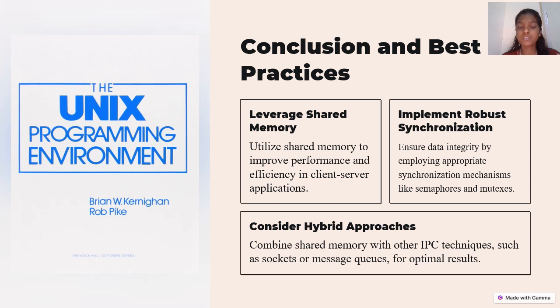The last one is the conclusion and best practices. First is leverage shared memory. Utilize shared memory to improve performance and efficiency in client-server applications. And the next is implement robust synchronization. Ensure data integrity by employing appropriate synchronization mechanisms like semaphores and mutexes. Next is consider hybrid approaches. Combine shared memory with other IPC technologies such as sockets or message queues for optimal results. These are the conclusion and best practices which we follow in Unix programming.